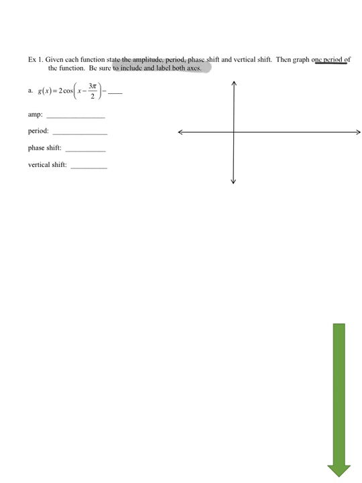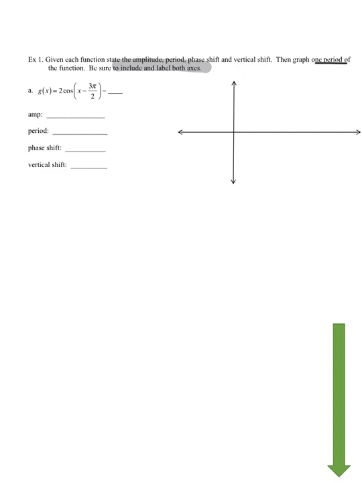So I need to see your x-axis labeled with the points you get from your table, and I need to see your y-axis labeled with your midline and your amplitude, so to tell me the maximum and the minimum. So I do need to see your tick marks on both of those axes.